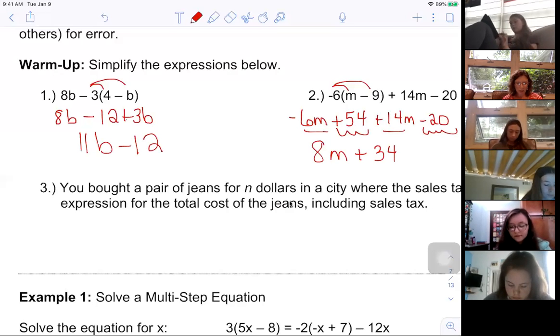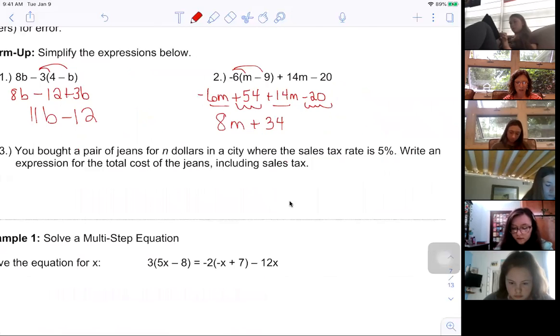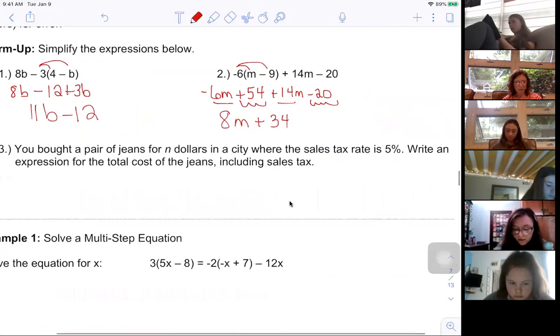Number 3, you bought a pair of jeans for N dollars in a city where the sales tax rate is 5%. Write an expression for the total cost of the jeans, including the sales tax.